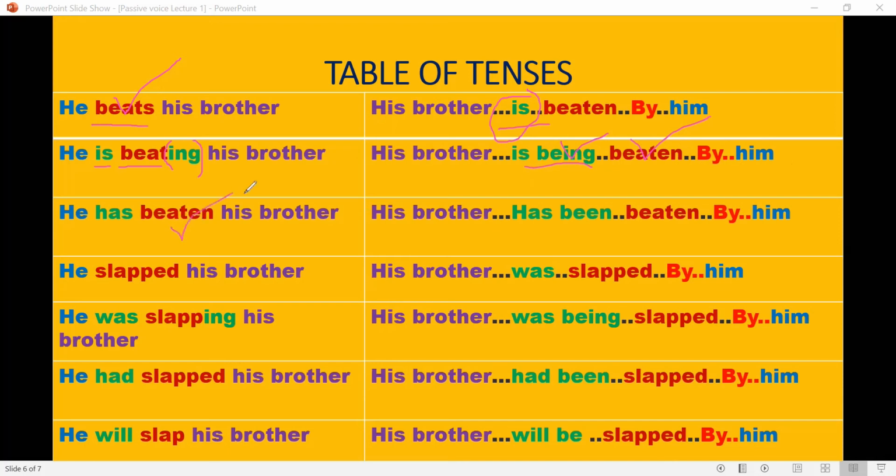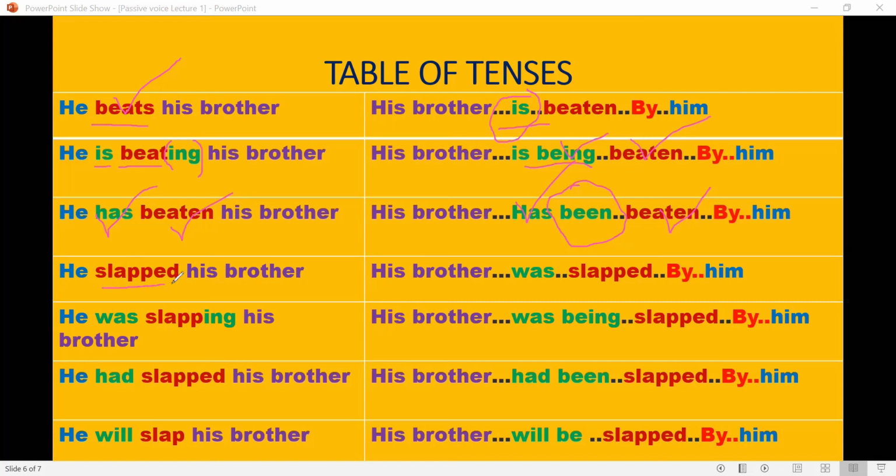This beaten, third form. This has perfect. Now, this been is telling us that this is a passive voice of present perfect tense. We add been while making passive voice of present perfect tense.